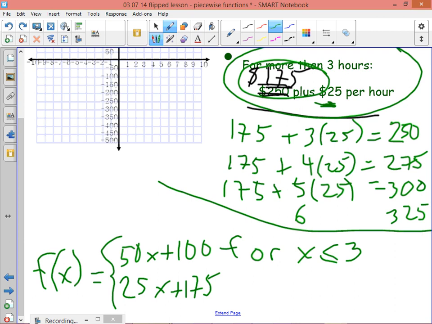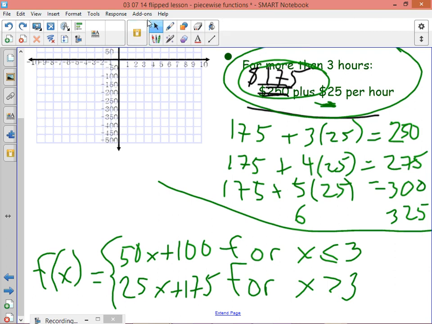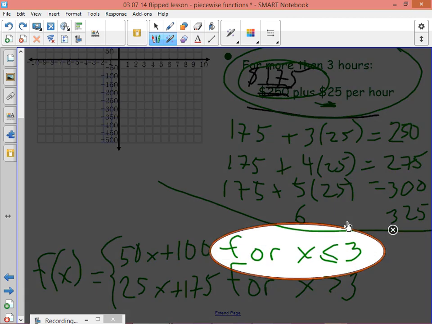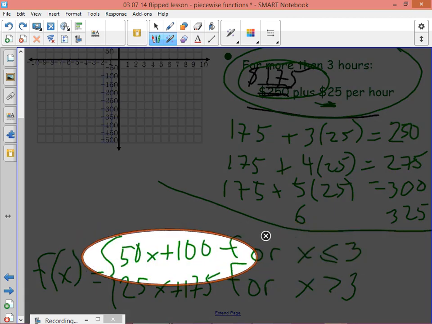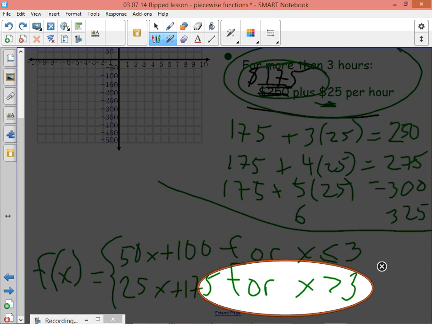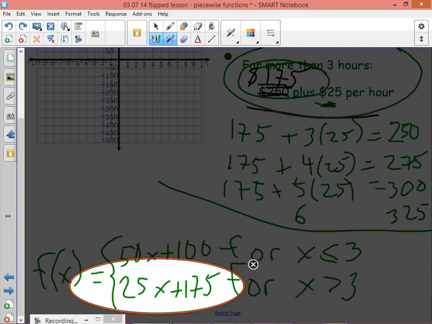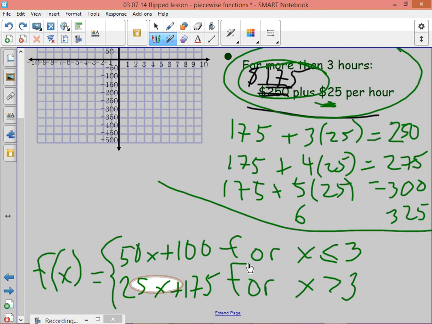25x plus 175 is when it's more than 3 hours, so 4x is greater than 3 hours. Okay, so this is my piecewise function. This is two parts. When x is less than or equal to 3, I'm going to use this function here. When I have more than 3 hours, I'm instead going to use this function here. And that's the way I'm going to graph piecewise functions.